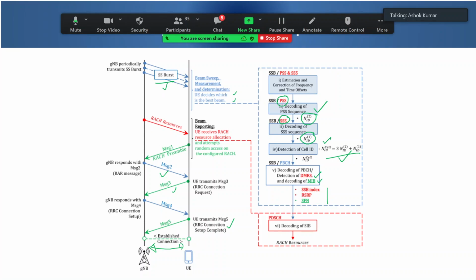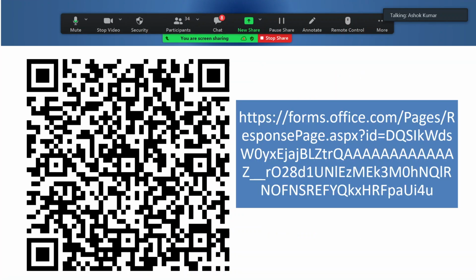I'll be sharing with all of you what the MIB contains, the detail of that, in a document which you can go through. It's very complex. I'm not explaining it in the session, but you can go through it if you are interested in knowing what it contains, and the various sub-steps. With this, the second session is over.